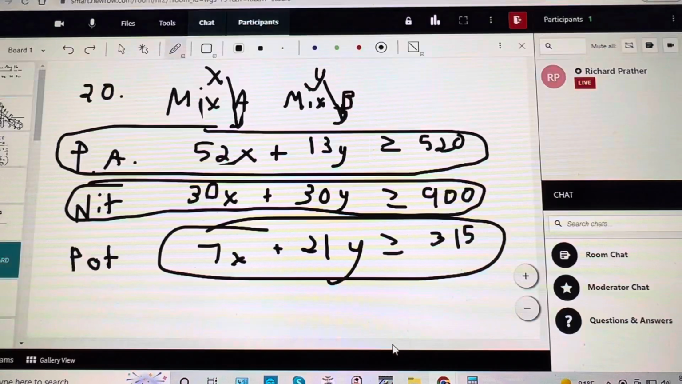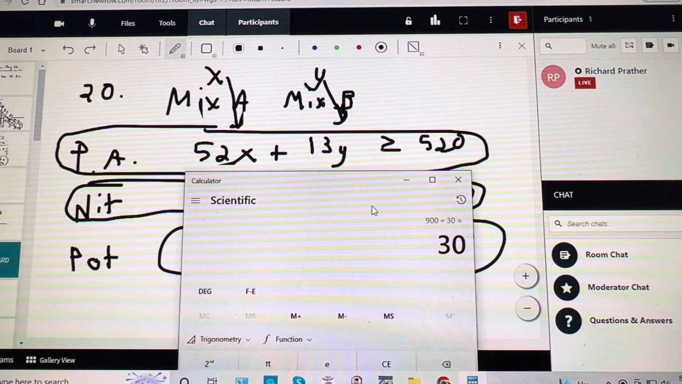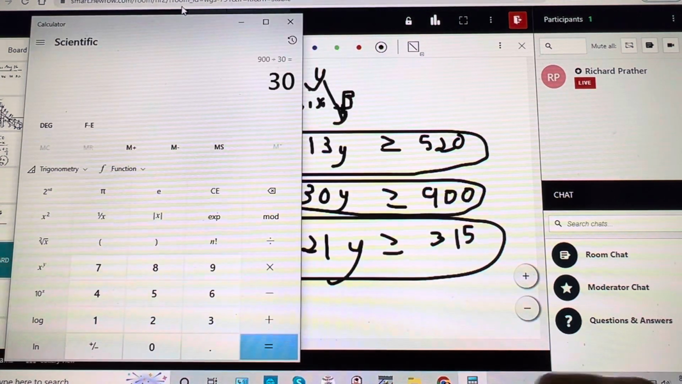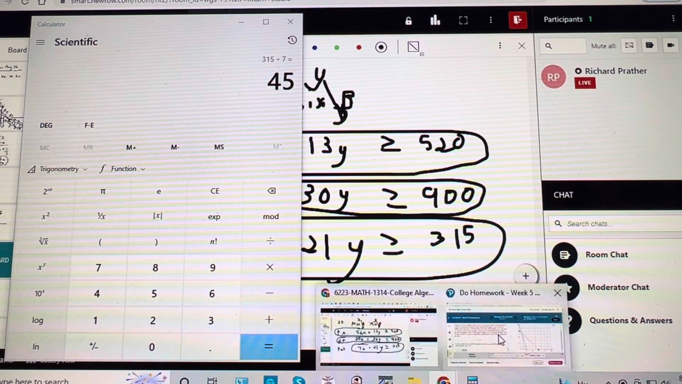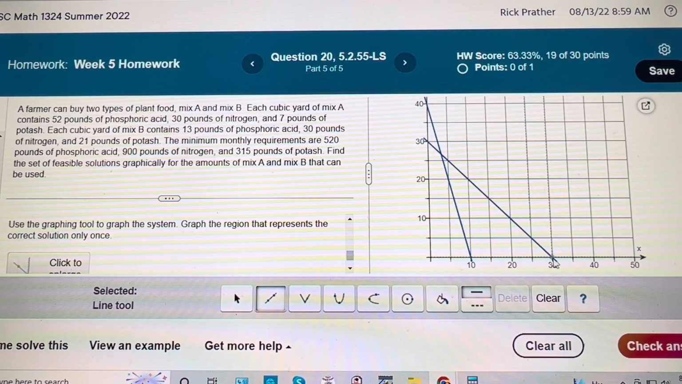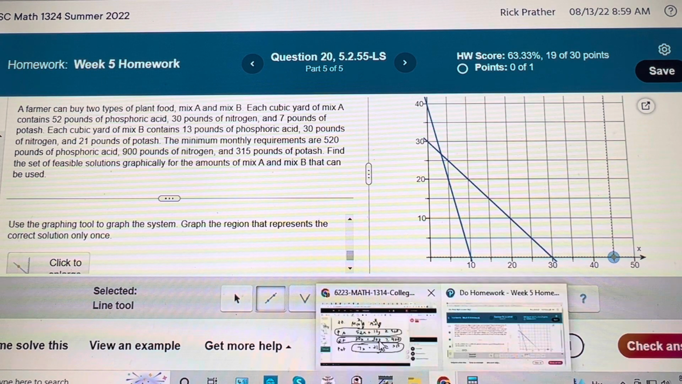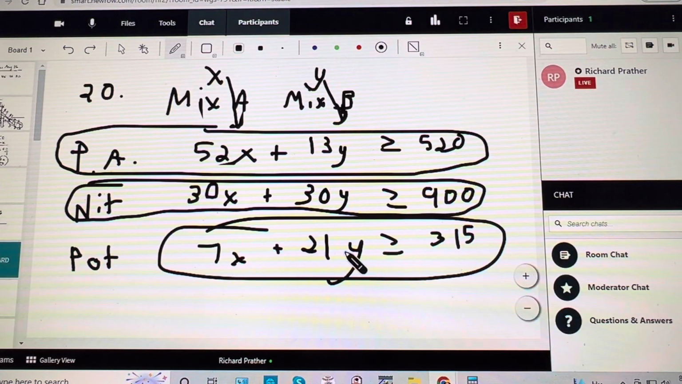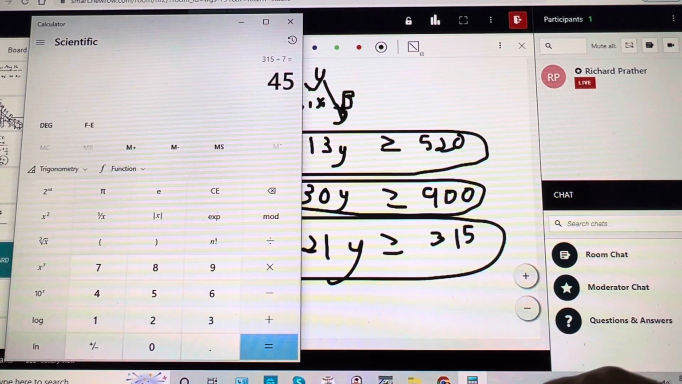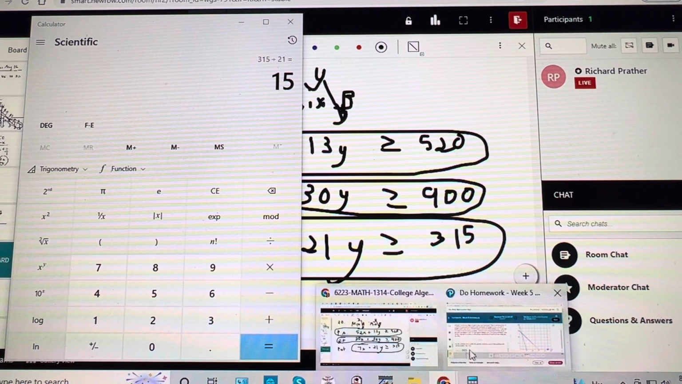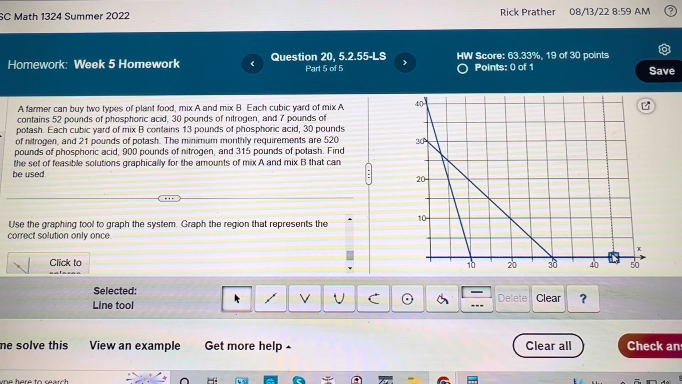And then finally, 7 and 21, if I put 0 in for y, 7x equals 315. So 315 divided by 7 is 45 for the x. And then you need to put a 0 in for x and get 21y equals 315. 315 divided by 21 is 15. The y is 15 when the x is 45.